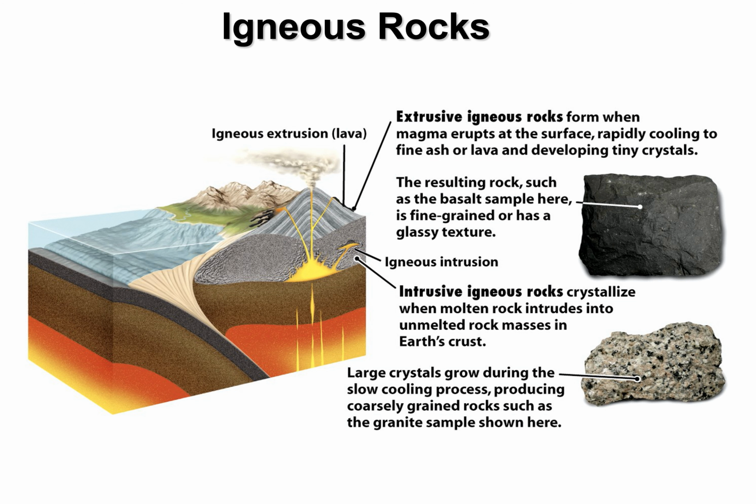Then we have the intrusive rocks. The intrusive igneous rocks crystallize when molten rock intrudes into the unmelted rock masses in the crust. That means the melt becomes stuck somewhere in the crust. Crystallization processes take place very slowly, and therefore you form a coarse-grained rock, and in this coarse-grained rock you have the occurrence of large minerals, like in this granite here.